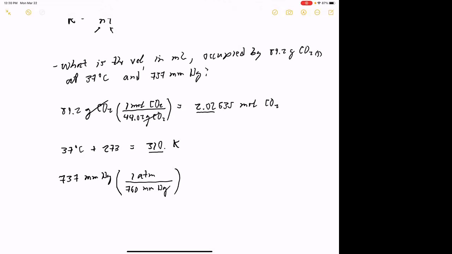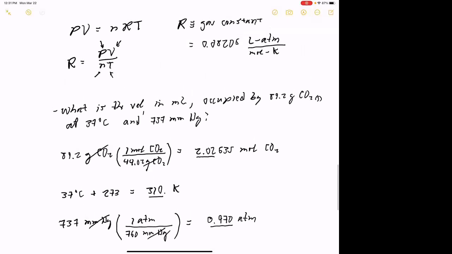And if you wanted to do this in terms of bars, you could look up the conversion between millimeters of mercury and bars. All right, and what I end up getting here is 0.970 atmospheres. Okay, and that looks like it's also going to be good to 3 sig figs. So I think we got everything we need now.